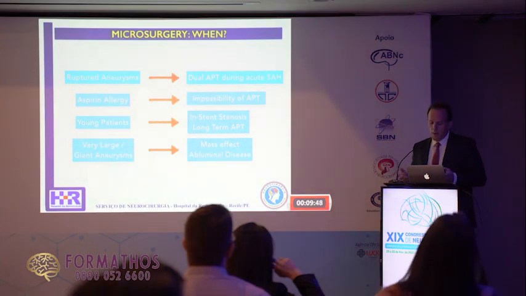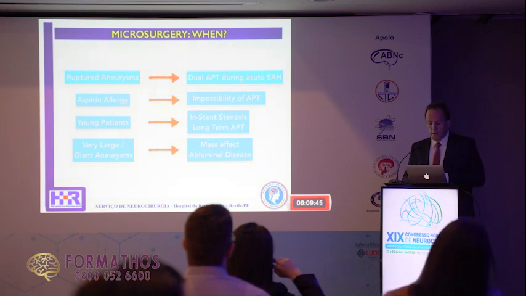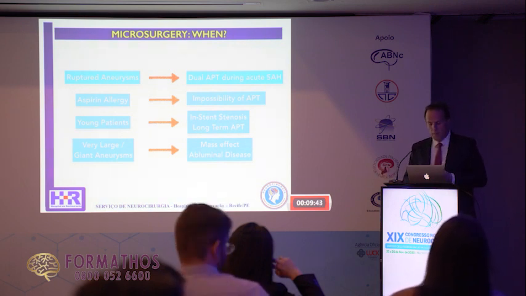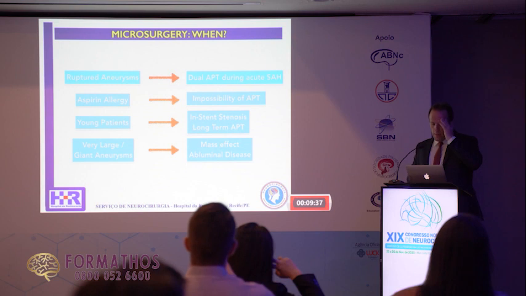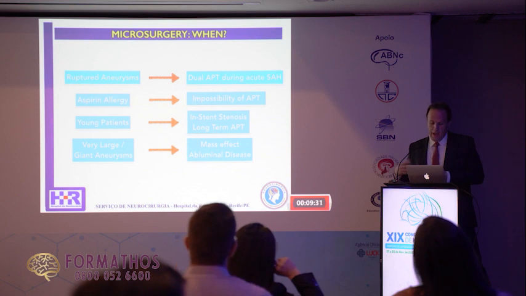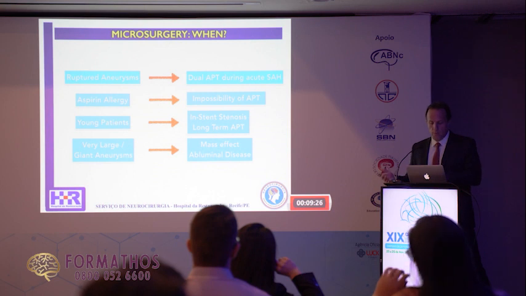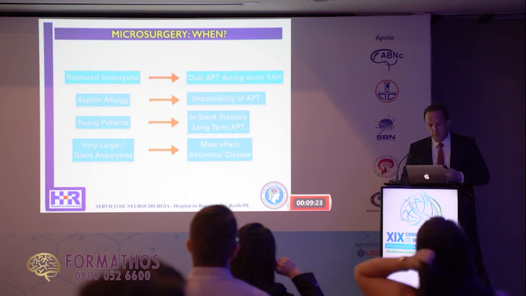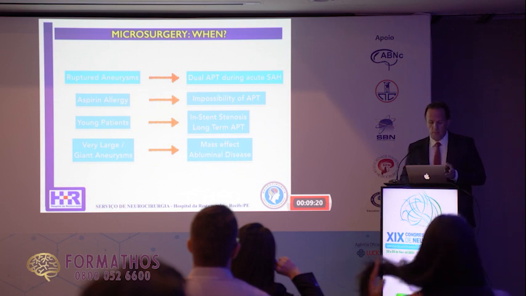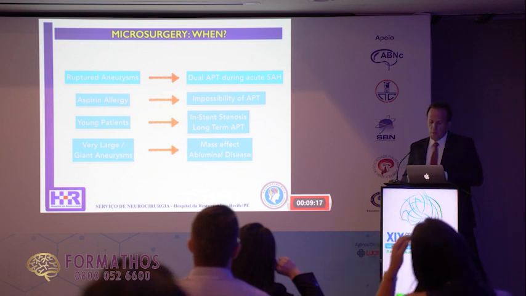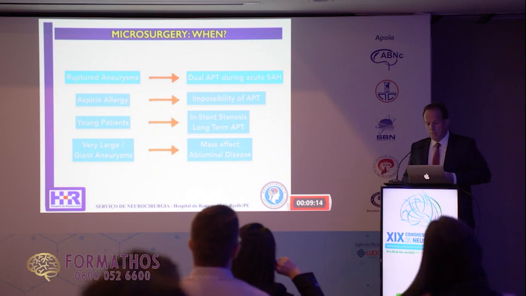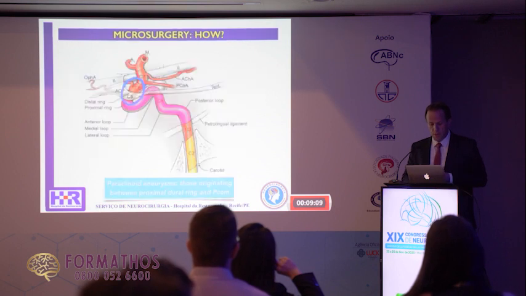Also aspirin allergy, because you can't do the antiplatelet therapy after applying such a device. Young patients: it is proven that in young patients with flow diverters, in-stent stenosis happens more after embolization. And of course, very large and giant aneurysms, because flow diverters usually don't deal with the mass effect and also don't treat the abluminal disease, which is a very important thing in such large aneurysms.